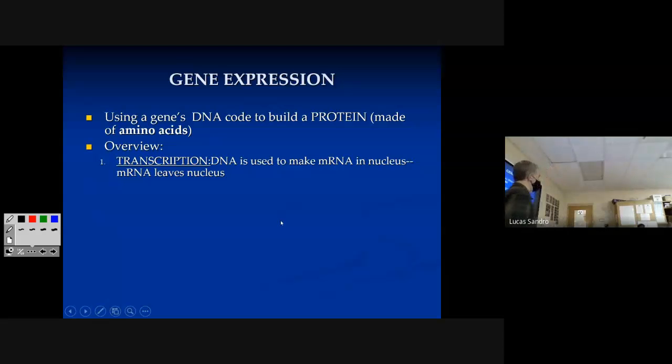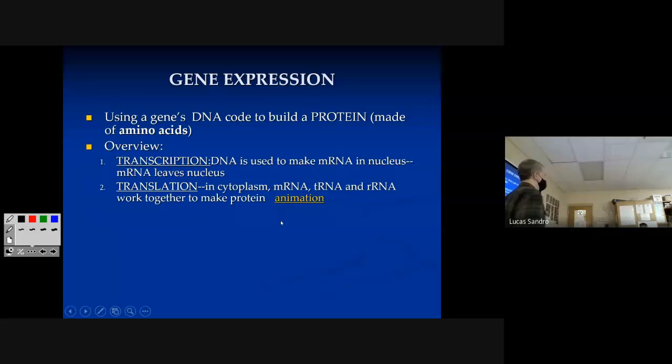So when you take that code that's in the mRNA and actually use the moving parts to build the protein that it codes for, that's called translation. You're translating the code into something functional.